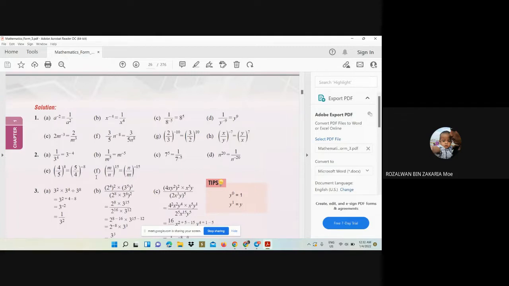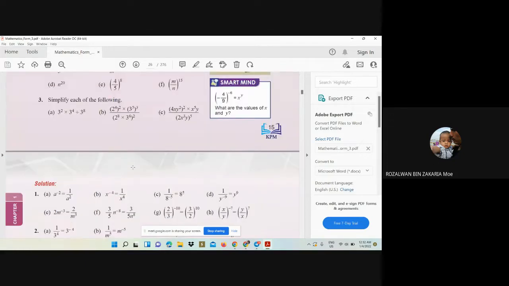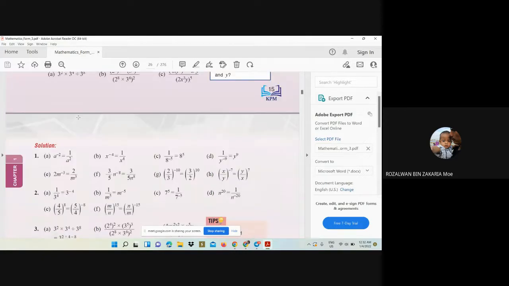And for f, in bracket, m divided by n, close bracket, power of 15, is equal to, in bracket, n divided by m, close bracket, power of minus 15. And the last one, for 3, simplify each of the following.